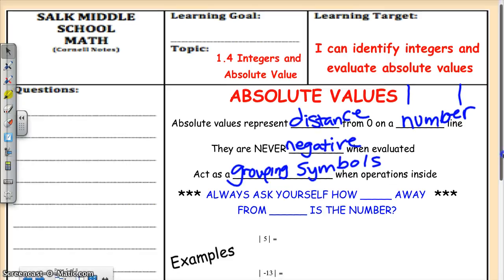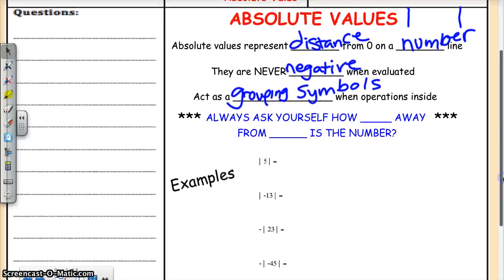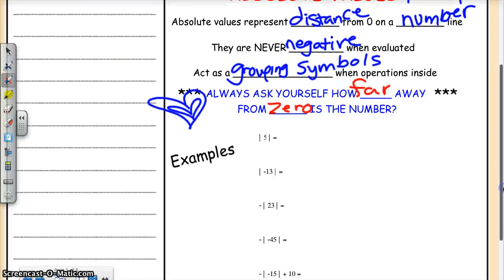So I have always asked myself this question every time I evaluate or figure out absolute values. Always. And I am old and I've been doing it a long time. I always ask myself, how far away from 0 is the number? It's always what I ask myself. How far away from 0 is that number? That's the only question that goes through my mind, and it helps me figure it all out.